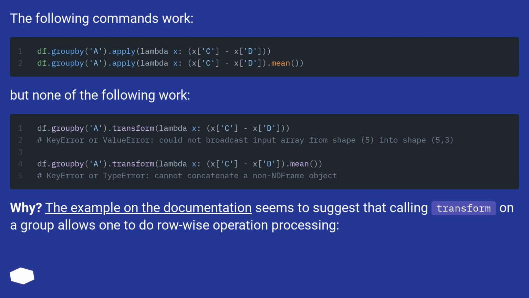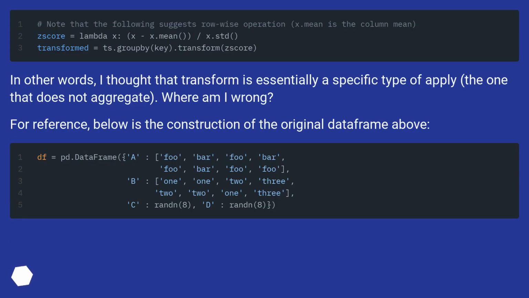Why? The example in the documentation seems to suggest that calling transform on a group allows one to do row-wise operation processing. In other words, I thought that transform is essentially a specific type of apply, the one that does not aggregate. Where am I wrong? For reference, below is the construction of the original data frame above.